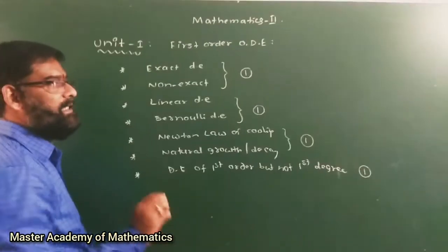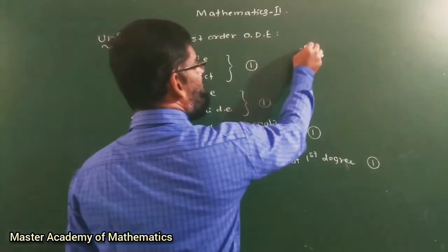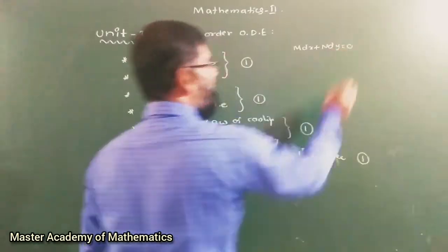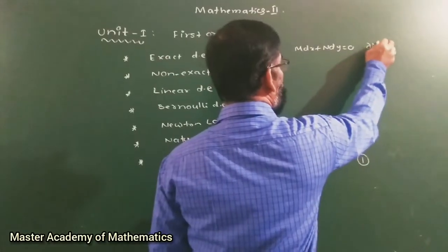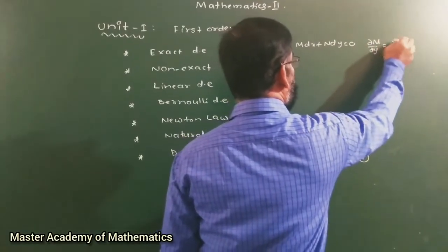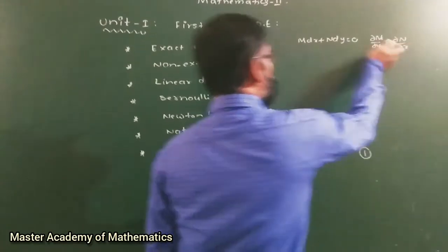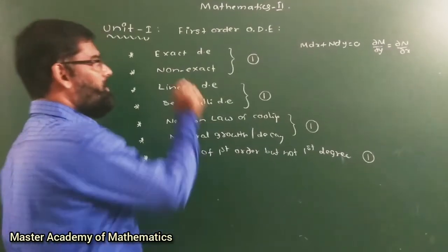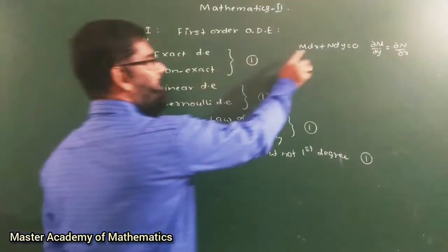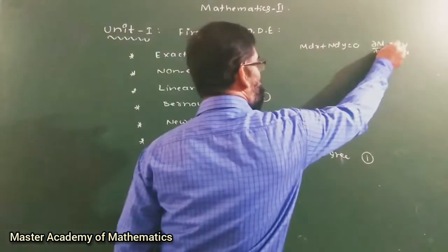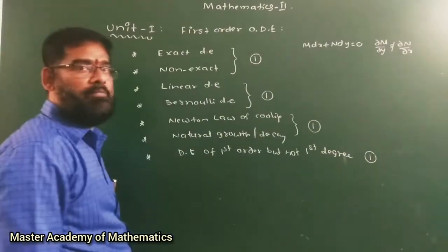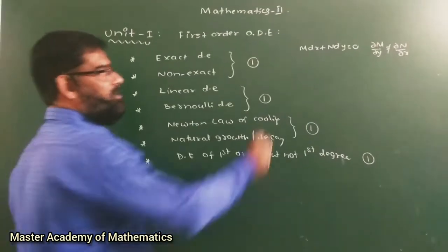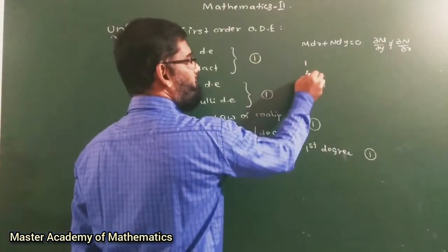In order to say exact, the differential equation looks like M dx plus N dy equal to 0 and satisfying a condition dou M by dou y is equal to dou N by dou x. So that we call it as exact and directly you can find out the solution. Corresponding to non-exact, looking in the same model but dou M by dou y is not equal to dou N by dou x. Under that particular non-exact differential equation, we have 4 methods.